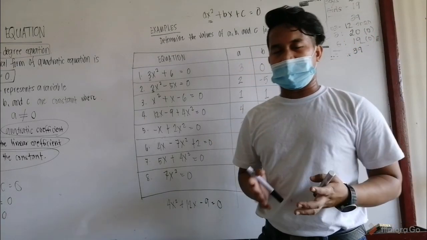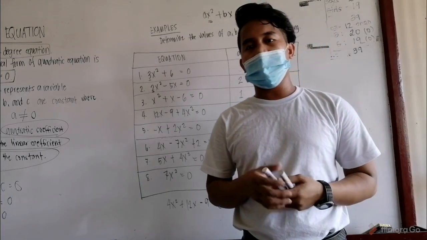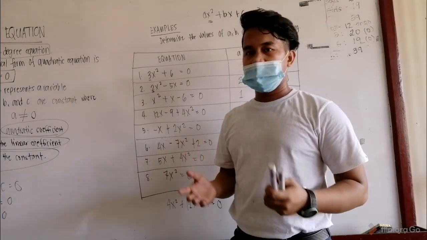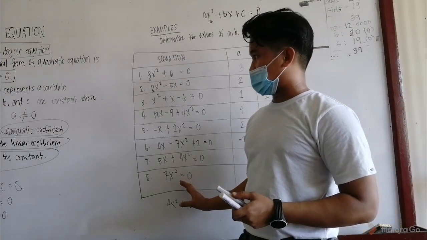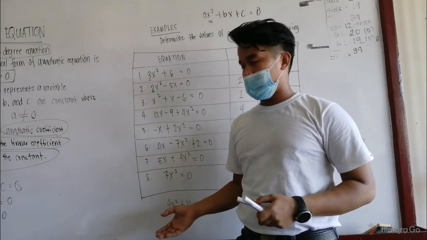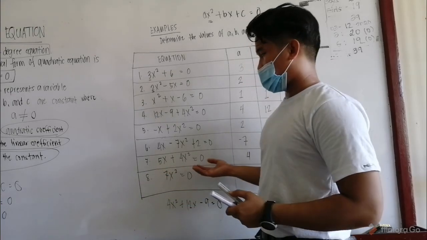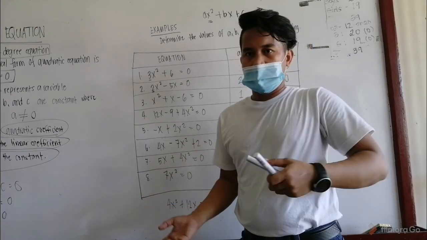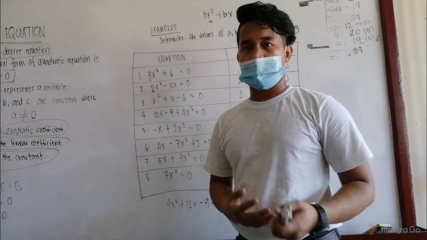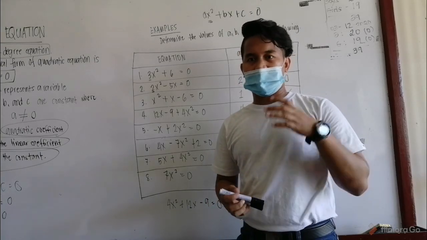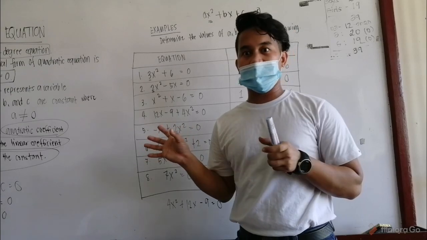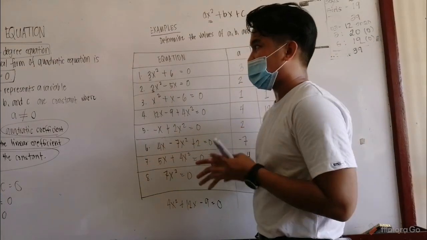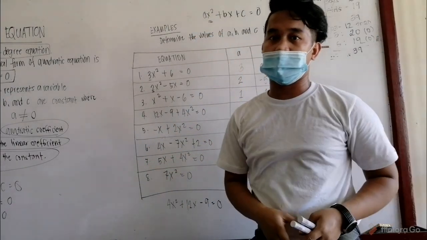Now, ano ba yung dapat nating tandaan in determining the value of A, B, and C? Considering na ang mga given natin is just a complete and incomplete quadratic equation. Paano kapag meron pang isa-solve? Okay? So our topic next time is solving the quadratic equation and making it into its general form.